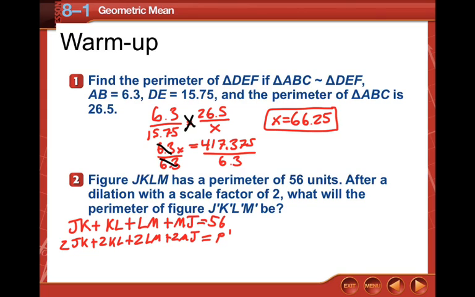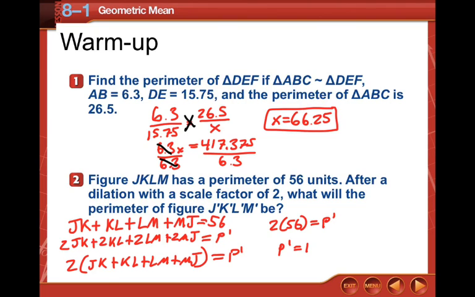So now if you notice, everything on the left side has a 2 in front of it, so we can factor that 2 out. So we have 2 times JK plus KL plus LM plus MJ equal to P prime. And now if you notice, everything inside that parentheses is the same as the left side of our first equation we wrote. So that means we can replace it with what it's equal to, 56. So 2 times 56 is our P prime. And now we just multiply those together, and P prime comes out to be 112.